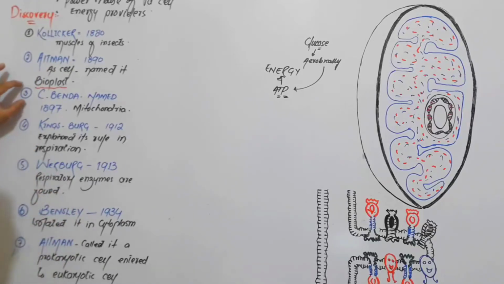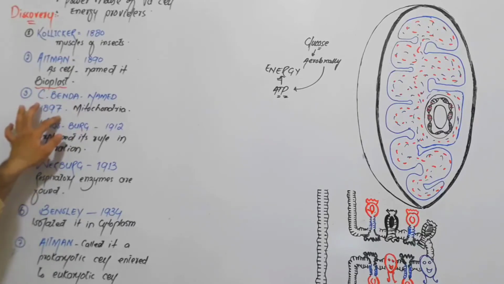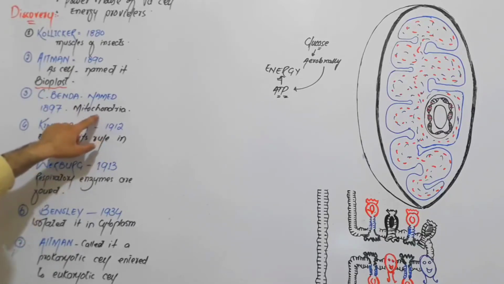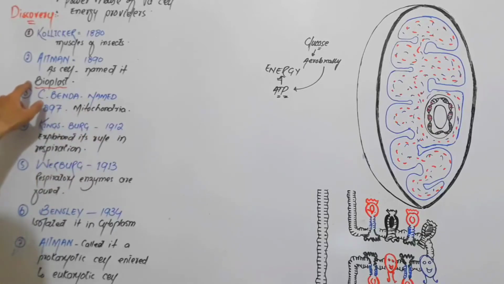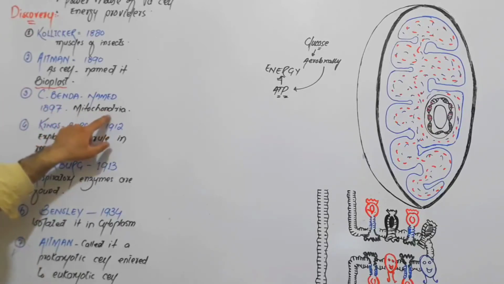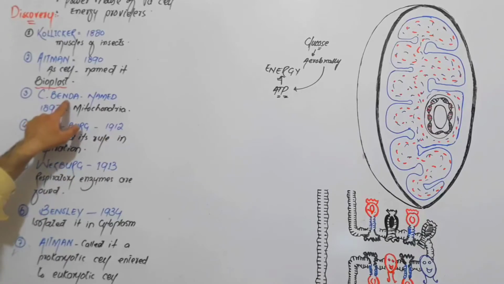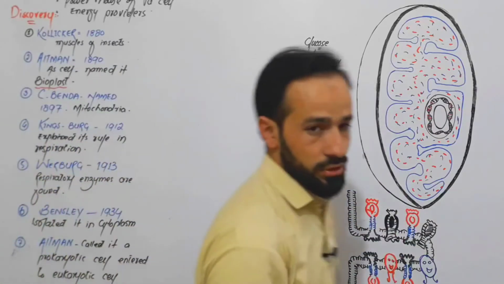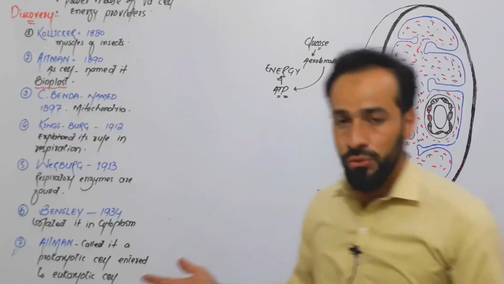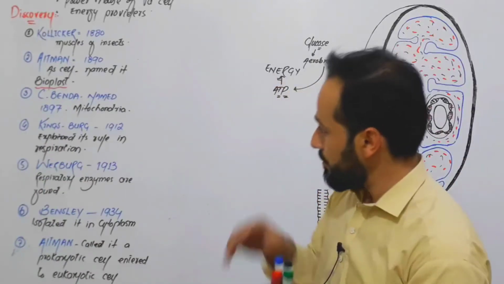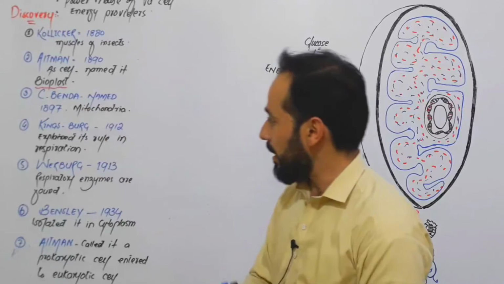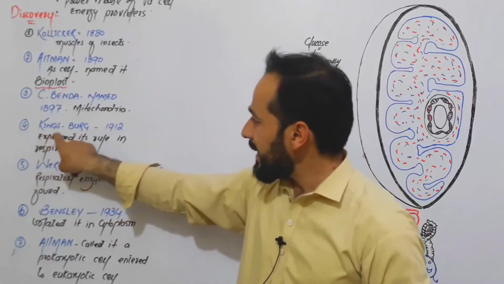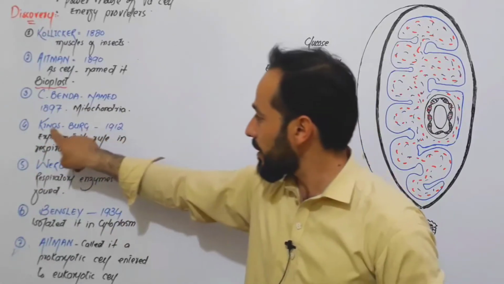Then the third man came, C. Benda, who in 1897 named it mitochondria. He didn't call it bioplast, he called it mitochondria. So C. Benda was the man who named this structure in our cell as mitochondria, right? So the name was given by C. Benda.